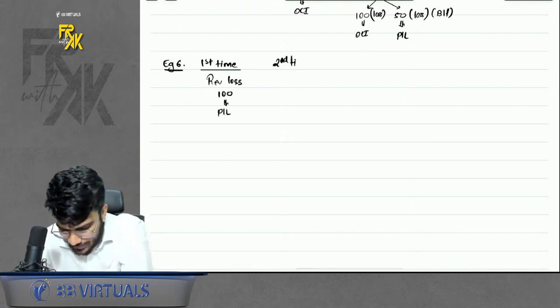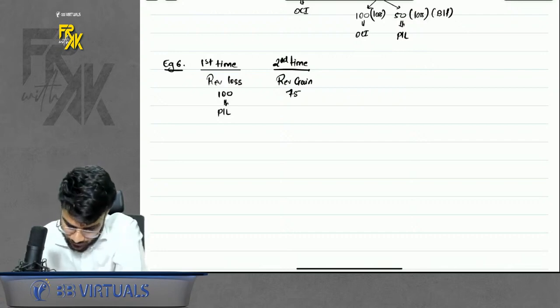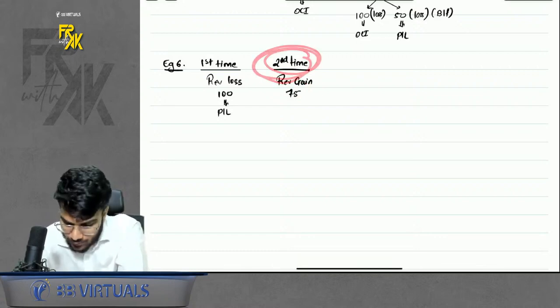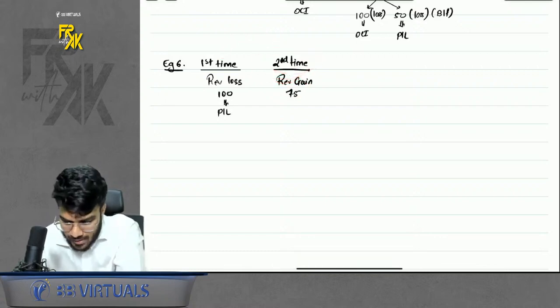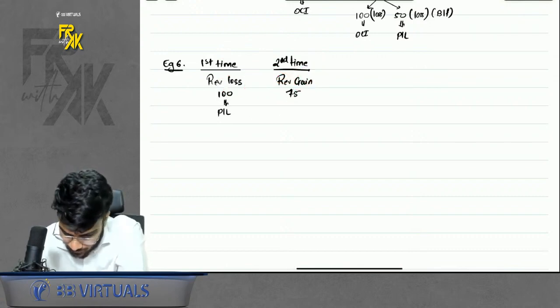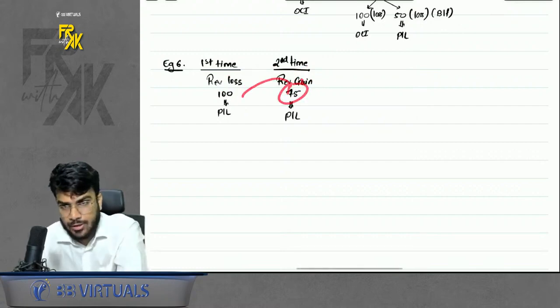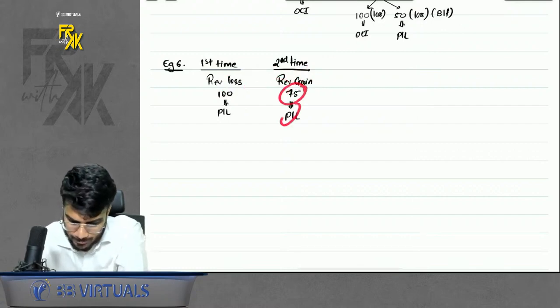You revalued for the second time. You got a revaluation gain of 75. Whenever you revalue subsequently, you will see what you had for the first time. First we had a loss, then we have a gain, so this gain will be adjusted against the previous loss. 75 is within the limit of 100 only, so we will transfer 75 to profit and loss.